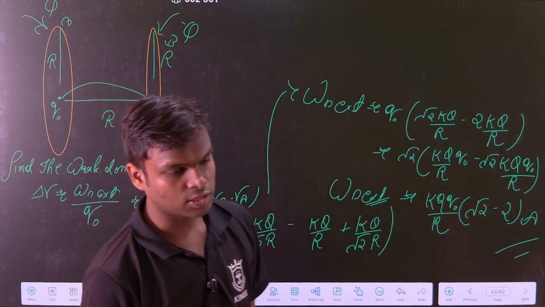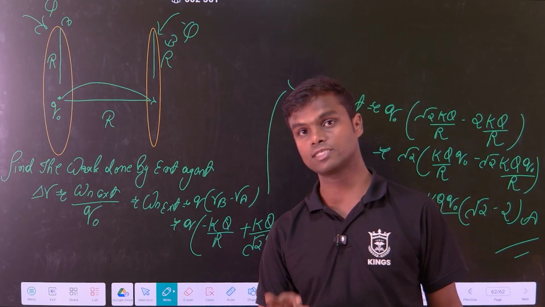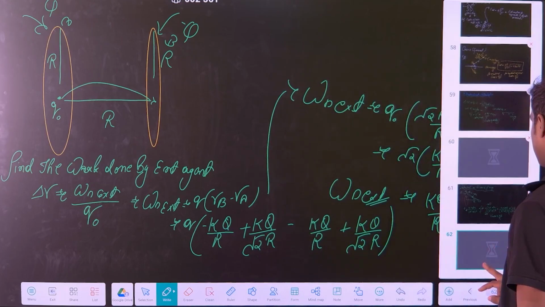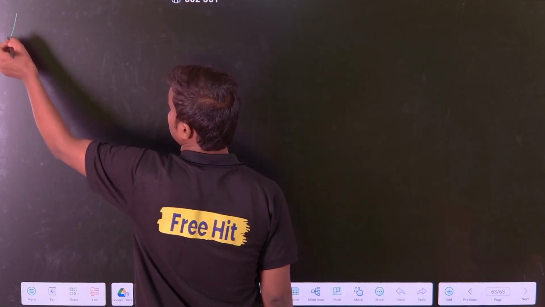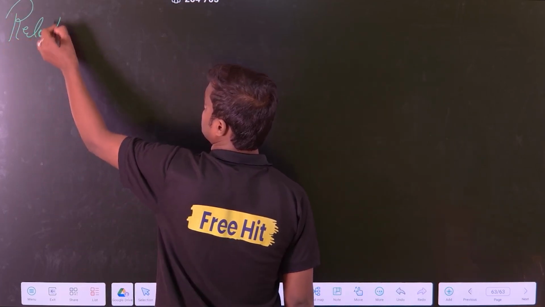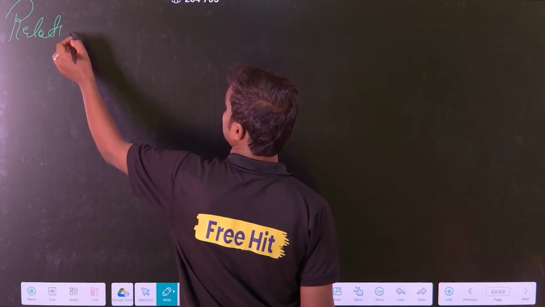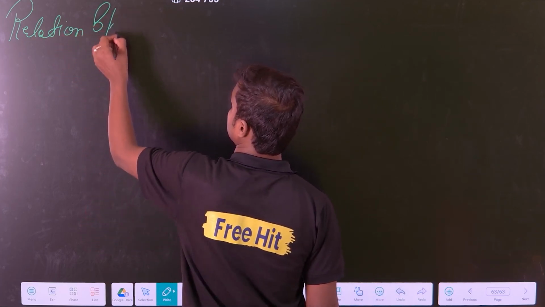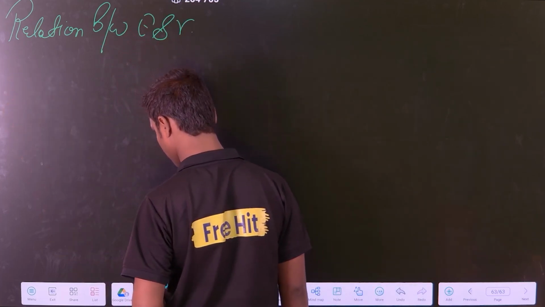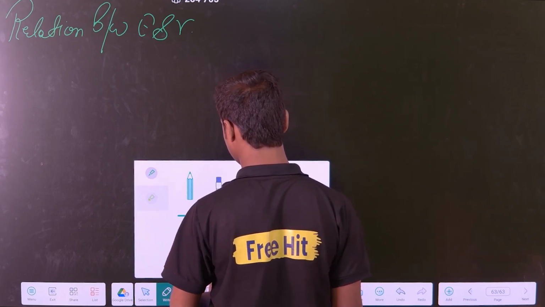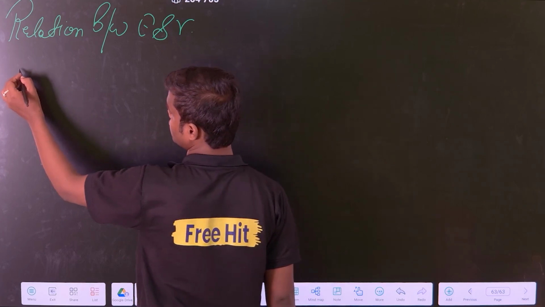So we have seen what the potential is due to the ring on its axis and on its center also. Now the next thing is the relation between E and V. That is, what is the relation between electrostatic potential and the electric field? So there is a relation.